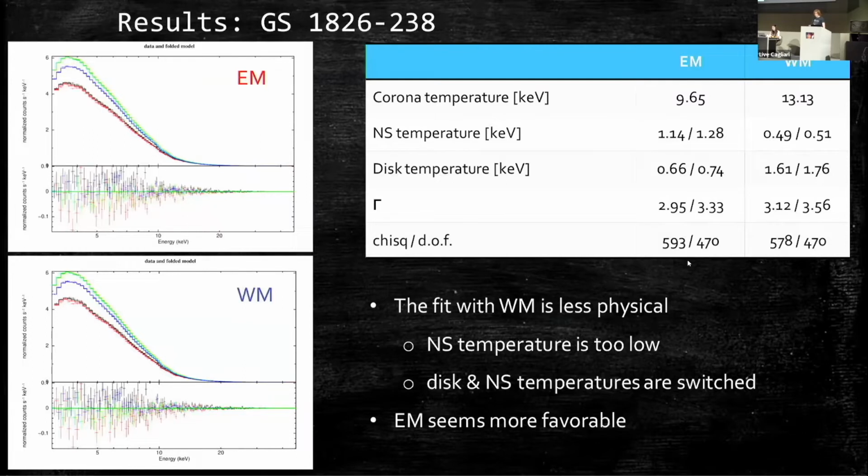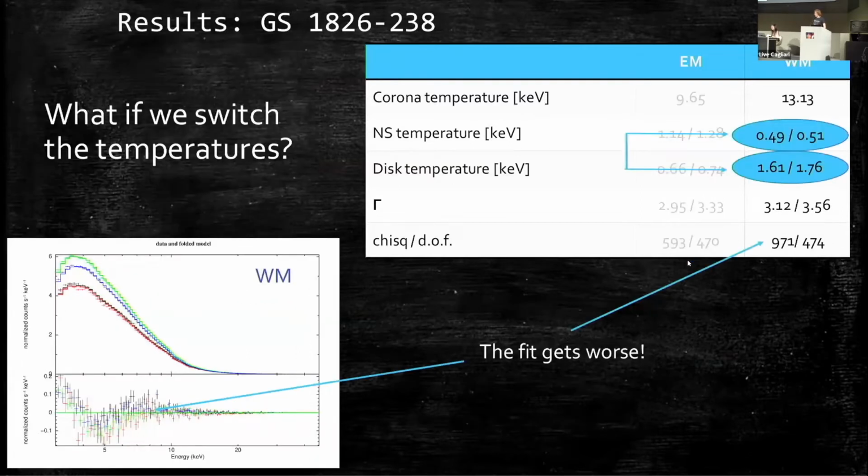We also tried switching these two temperatures. So we basically put this value as the disk temperature, while this value was used for the neutron star temperature, to see if we would get a better fit, but unfortunately this did not happen. The fit got even worse, in fact. So this really does speak in favor of the so-called Eastern model, or the shell corona.